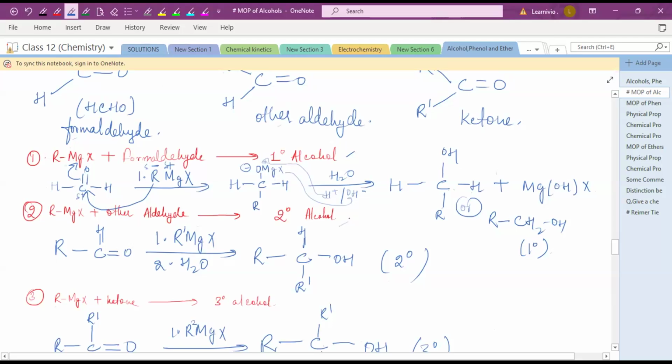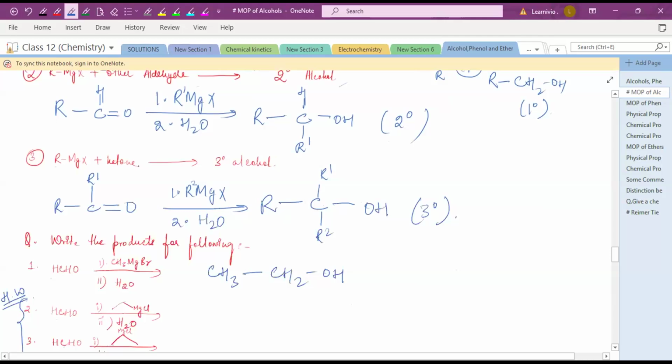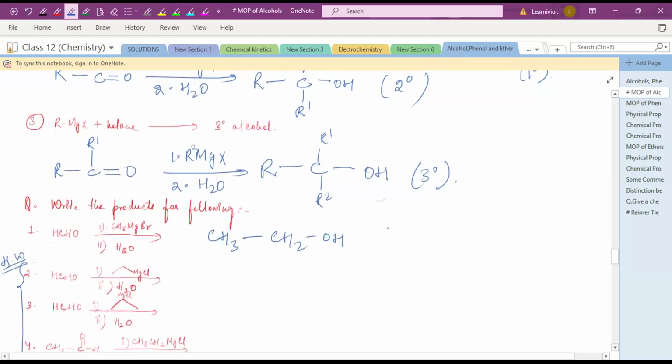The mechanism will be the same; you have to follow the same mechanism. The third one, ketone. When a ketone is treated with your Grignard reagent, it will give you a tertiary alcohol. So that's the whole reaction that we have done in the previous class. That was the last one. Clear, Rinda?